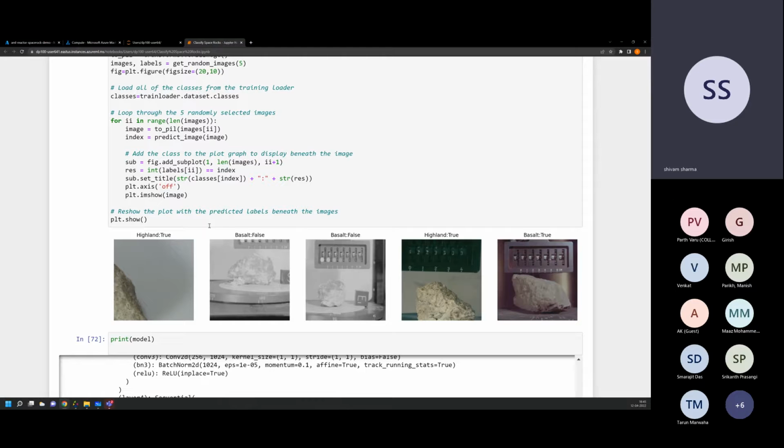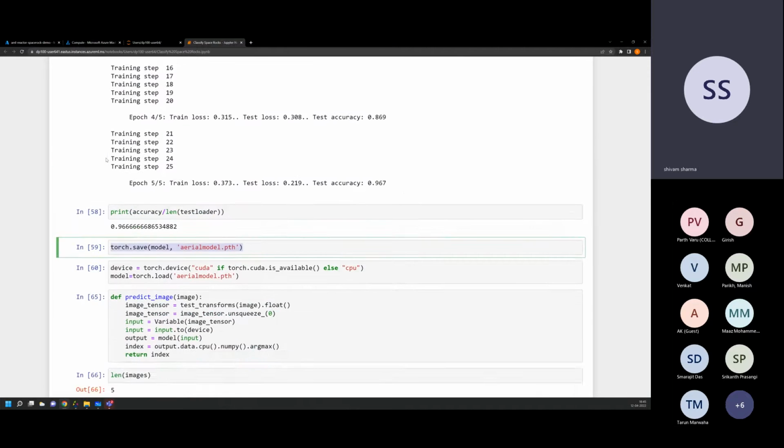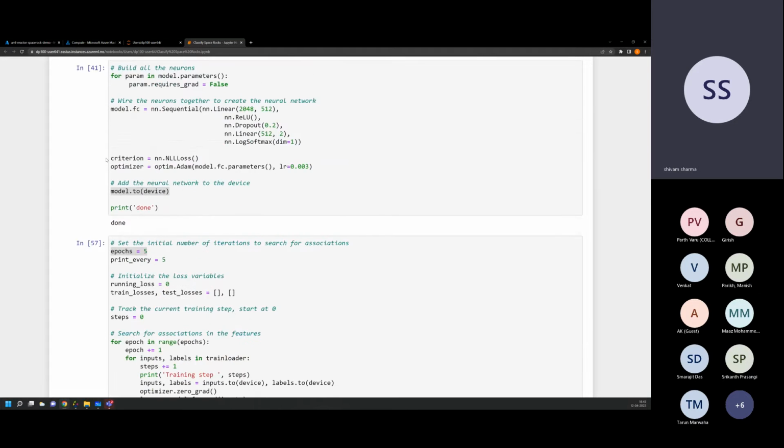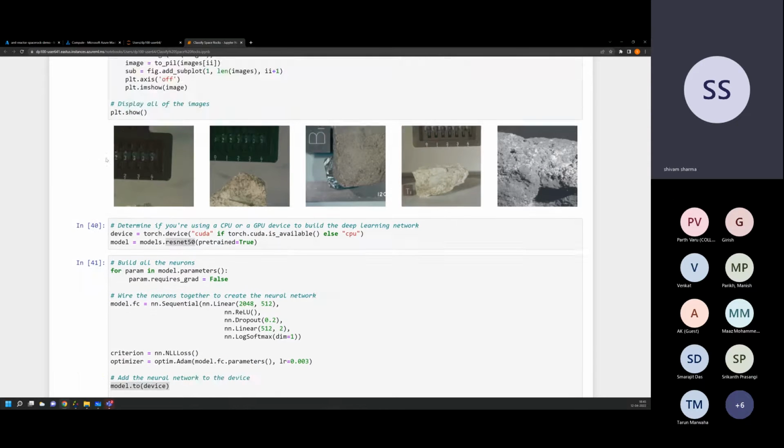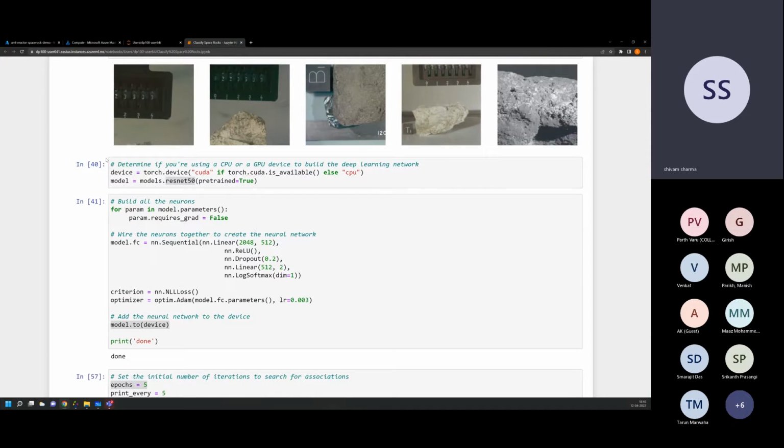Now, can ResNet 50 classify a rock? The answer is no, ResNet 50 cannot classify a rock. You have to do transfer learning to train the ResNet 50 on your own data set. So transfer learning is what we are using.